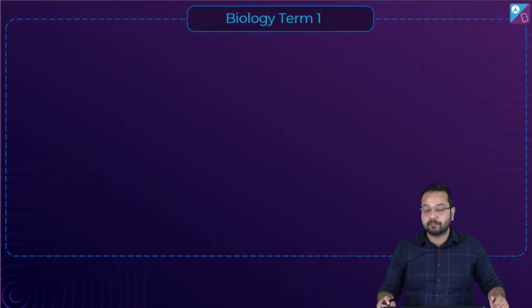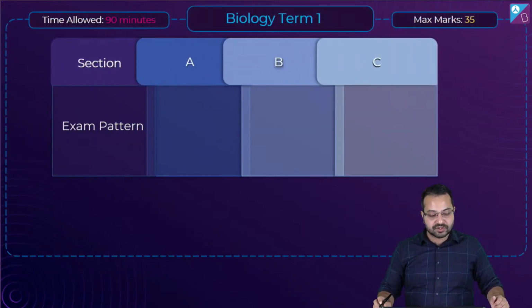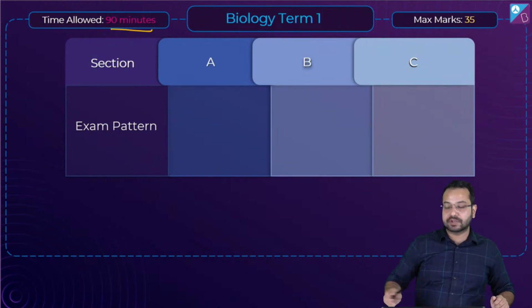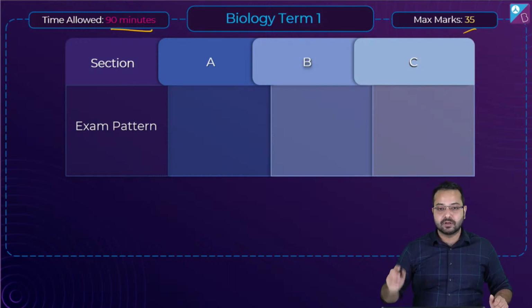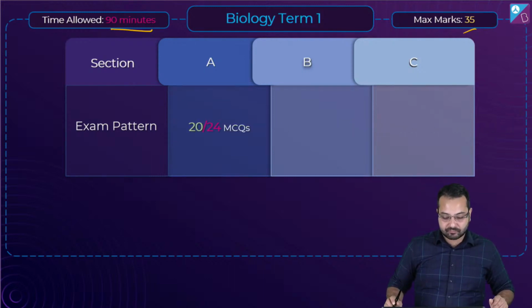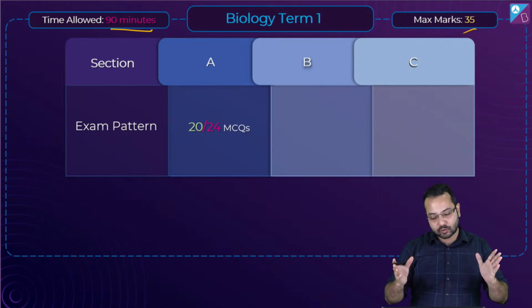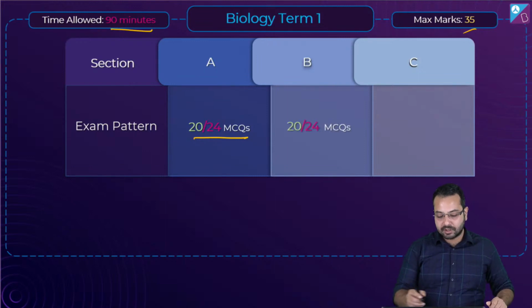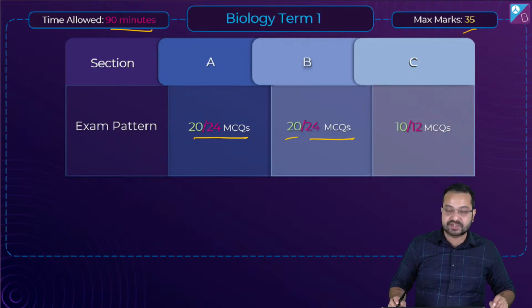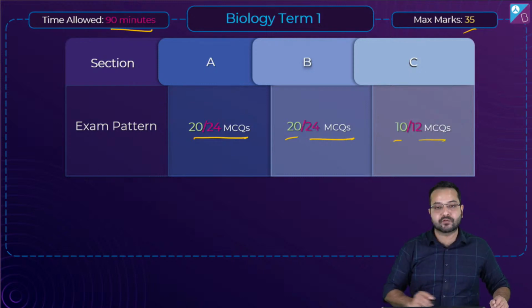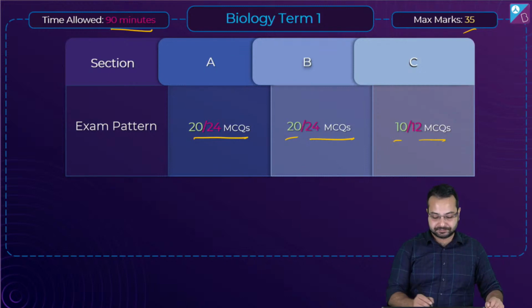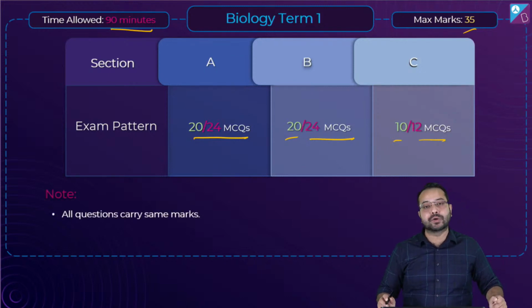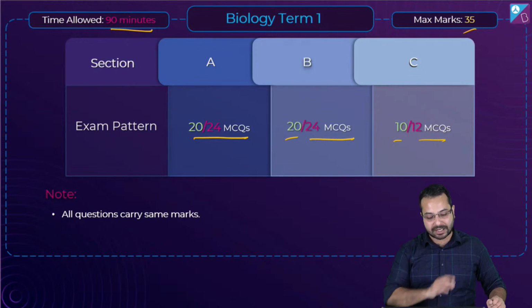Now let's talk about biology also. In biology term 1, the time allowed is 90 minutes and the maximum marks is 35. What about the exam pattern? This exam is also broken down into 3 sections. In section A, 24 MCQs, out of which you have to answer 20. In section B, there are 24 MCQs, out of which you have to answer 20. And in section C, there are going to be 12 MCQs and you have to answer 10. All questions are going to carry the same marks. So that is for term 1.